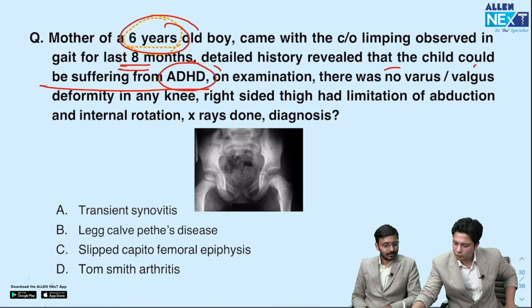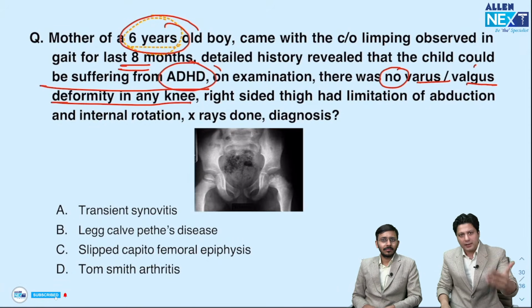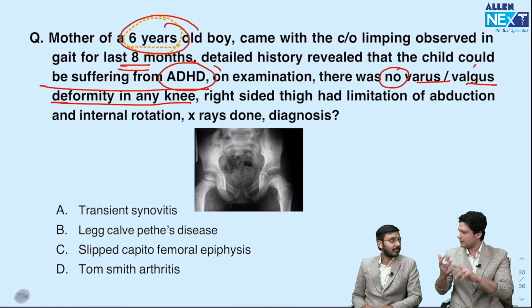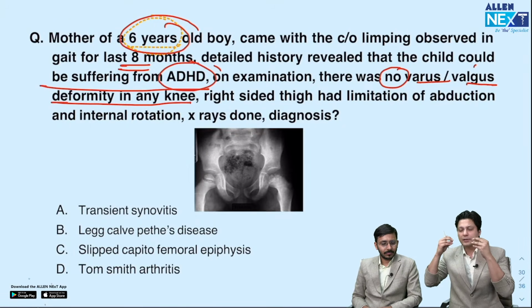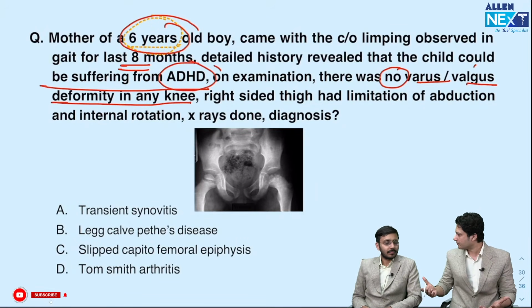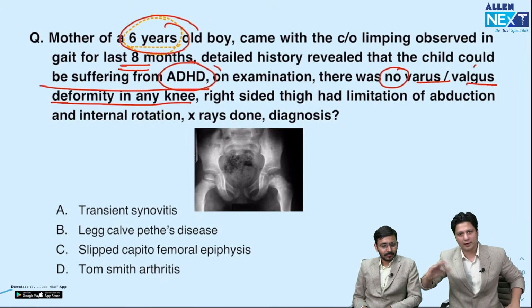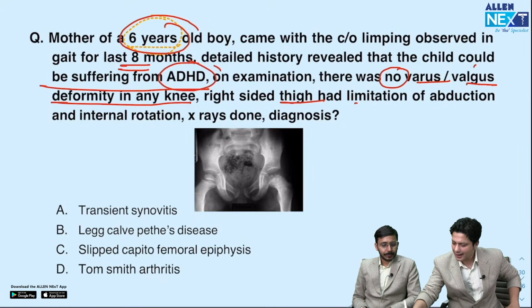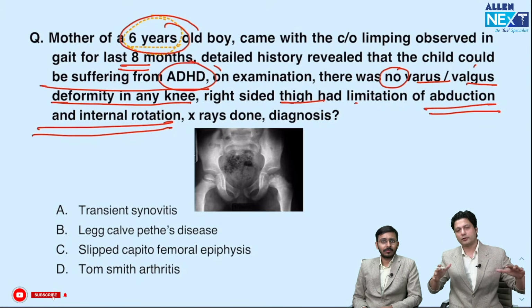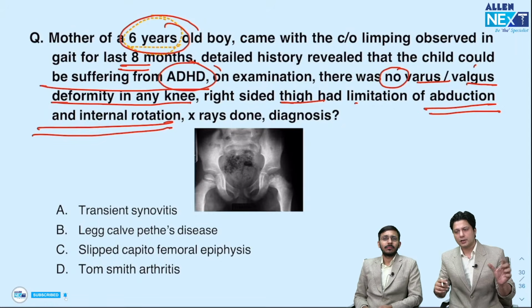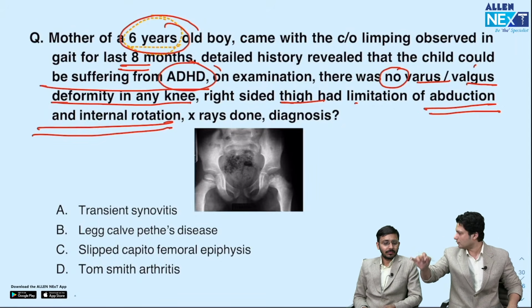On examination, there was no varus or valgus deformity in any knee. Because if the child comes with limping, you have to examine the ankle joint and the knee joint, and majority of the times, the reason for limping in this age group is rickets, which is found to be associated with varus or valgus abnormalities. So there is no varus valgus abnormality. Right-sided thigh had limitation of abduction and internal rotation. Once we talk about this differential, you will find that this is a key clinical finding on the basis of which you will mark the answer correctly.